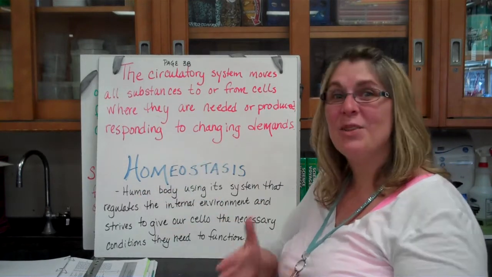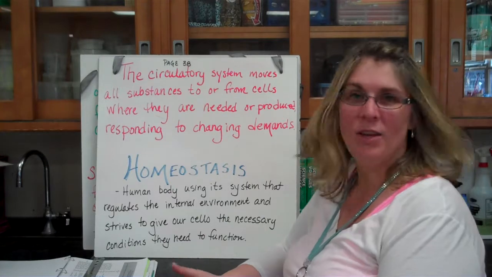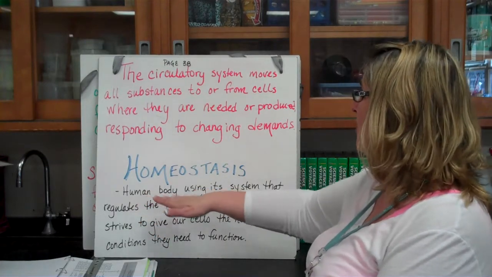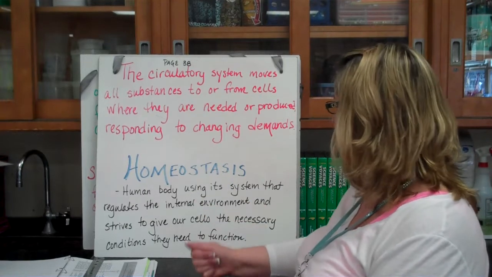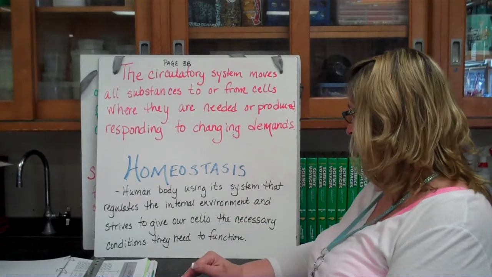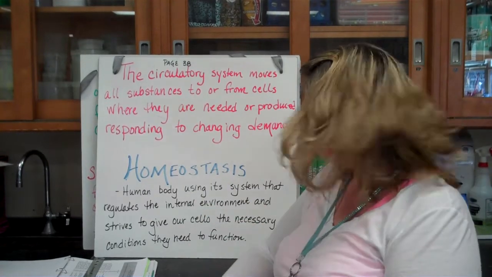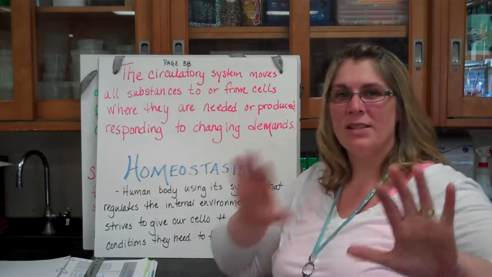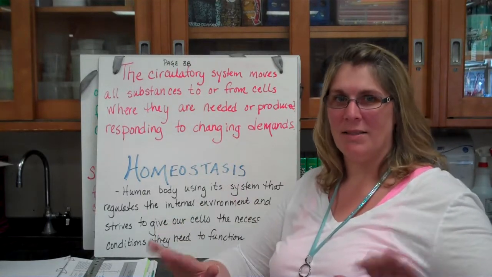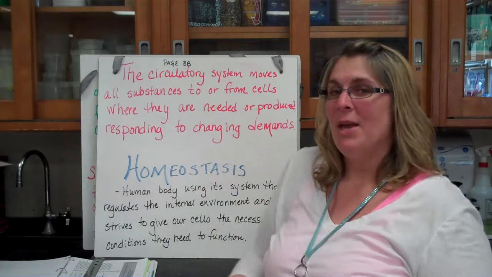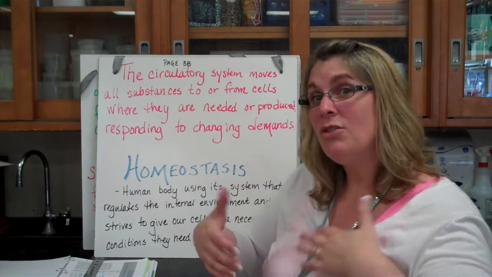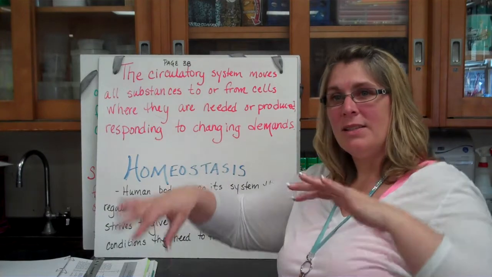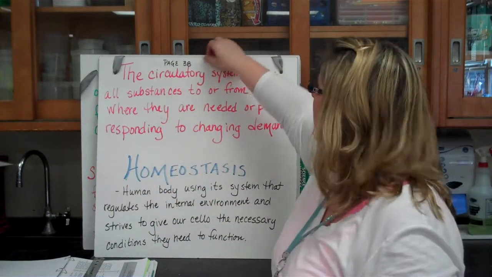Homeostasis is a word that's really important in the human body. Homeostasis is the human body using its systems that regulate the entire internal environment, and it strives to give ourselves the necessary conditions it needs to function. Homeostasis always tries to maintain balance. It's kind of like walking on a balance beam. If you need something more, your body craves a little bit more, and if it has excess, you get rid of it. Homeostasis is that balance of life.